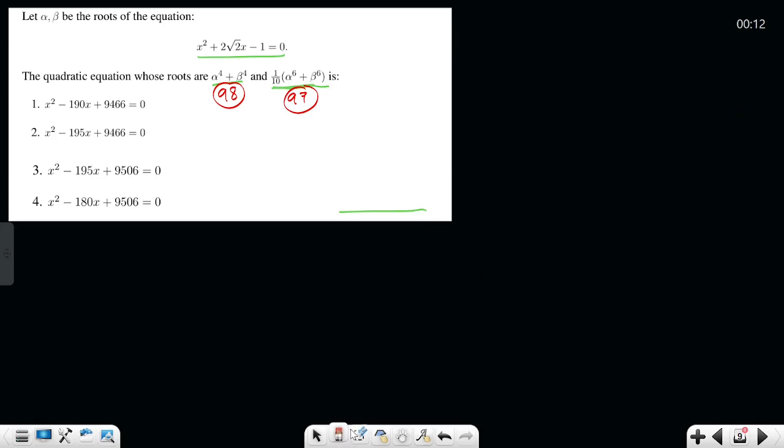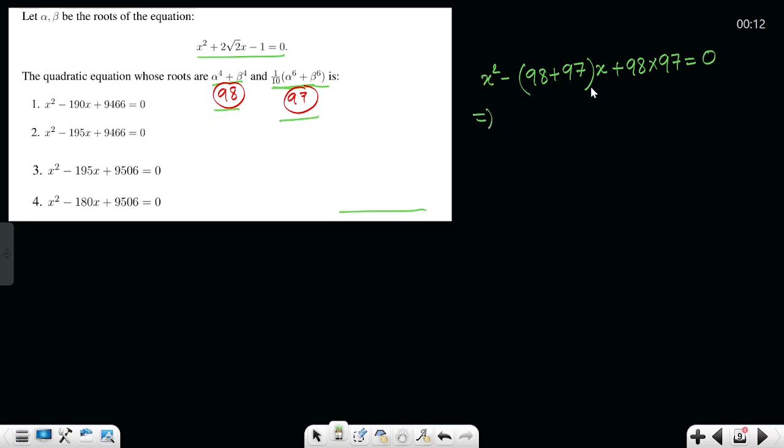I remove the calculations. Now we will go for solving the actual question. We need to find the equation whose roots are 98 and 97. That is very easy for us, right? So our equation is x square minus (alpha plus beta) into x, that is 98 plus 97 into x, plus 98 into 97 equal to 0. Now calculate this.